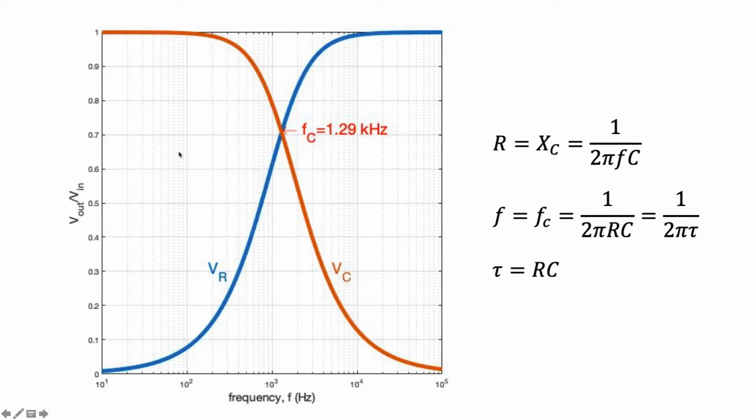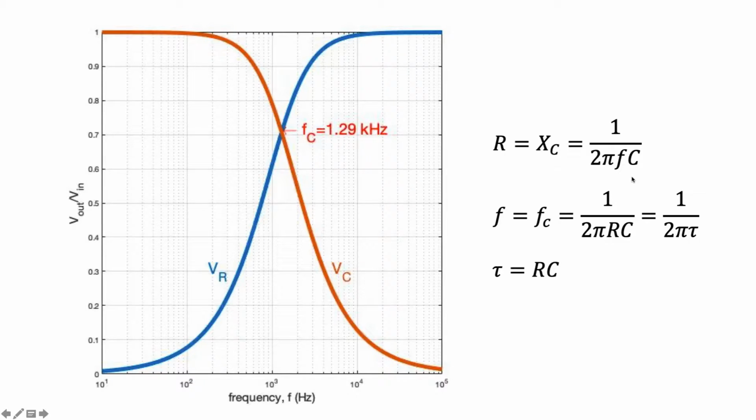Both configurations act as a filter. Taking the output across the resistor is a circuit configuration called the high-pass filter, and taking the output across the capacitor is a circuit configuration called the low-pass filter. If the square of the ratio of the output voltage to the input voltage is 1/2, then the cutoff frequency corresponds to 1 over square root of 2, or 0.7071, of the ratio of the output voltage to the input voltage, which is around this line.